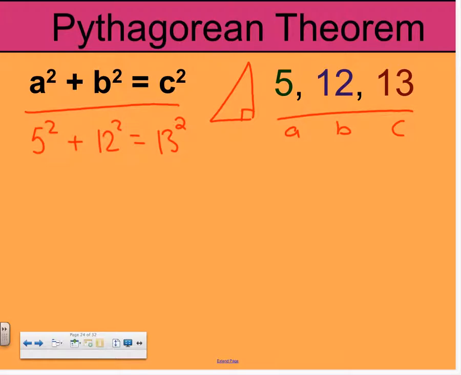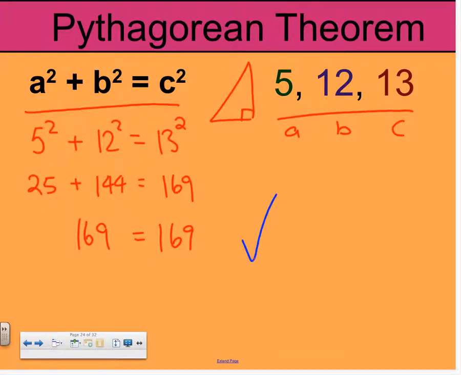Well, I know that 5 squared, 5 times 5, is 25. I know 12 times 12 is 144. And I know that 13 squared is 169. So, does 25 plus 144 equal 169? Well, it does in this case. 169 does equal 169. So we know that, yes, we do have a right triangle. So once again, because the Pythagorean theorem does work, because both sides of the equation are equal, then 5, 12, and 13 must make up a right triangle.